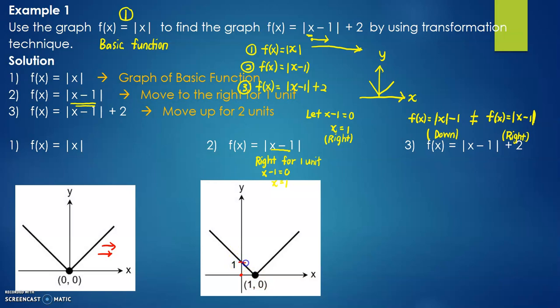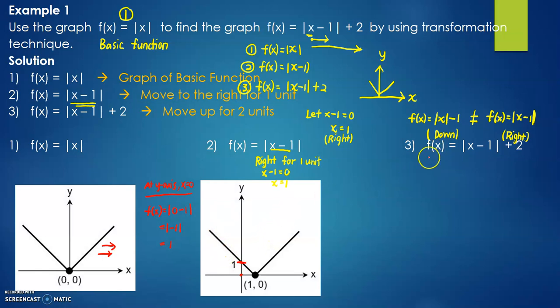And you need to find the y-intercept. How are we going to find the y-intercept? At the y-axis, x equals 0. So substitute into this function: f(0) = |0 - 1|, which is |-1|. Since it is modulus, this will become positive 1. So the y-intercept here is 1.